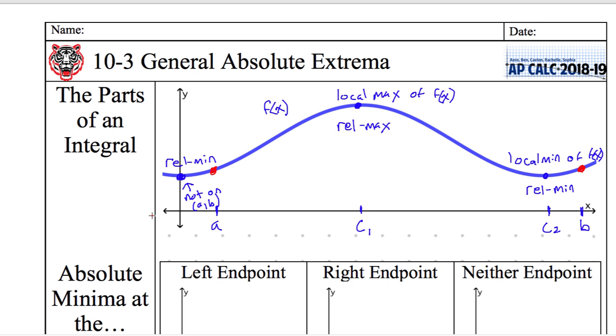And this is a bit of a review. We always remember when we set up our table and we're trying to find the maximum or minimum of the value, always have the start point, the end point, and then any CVs. And CVs are dictated by if it's a local max or a local min, right? This is all review so far. Are there any questions up to this point?